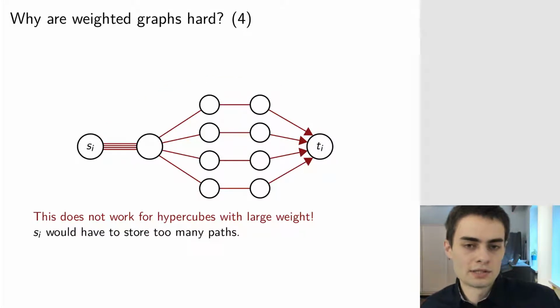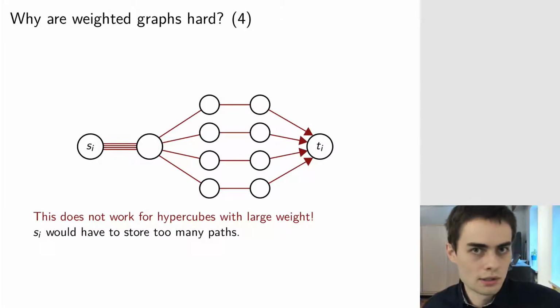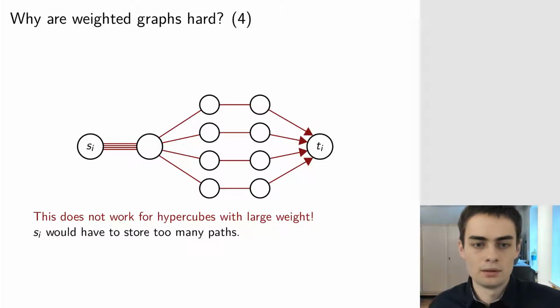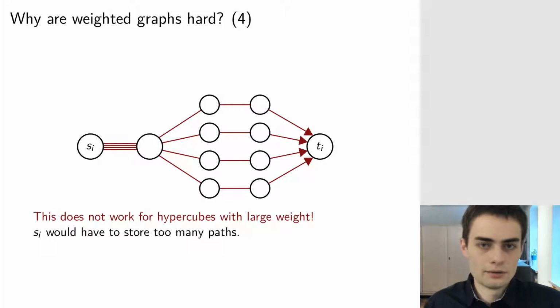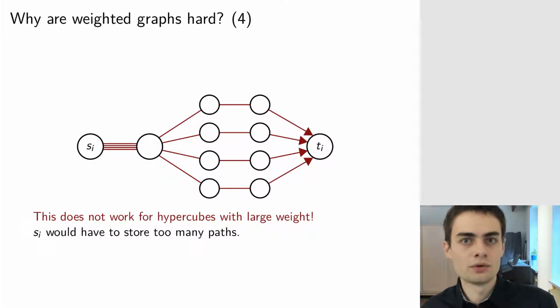If we were to send the packet along a single fixed path, then that would cause a large congestion on the path and it would overload one of the edges in the middle. So we actually have to store multiple paths for this. And that's a problem. So while we can store enough routing information to route a single one of these paths, again using the coin flips, we cannot store enough routing information for all of them.